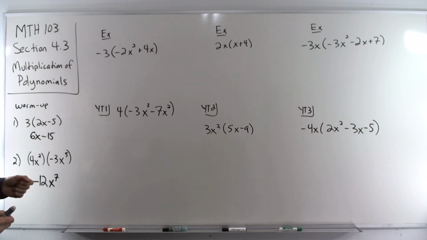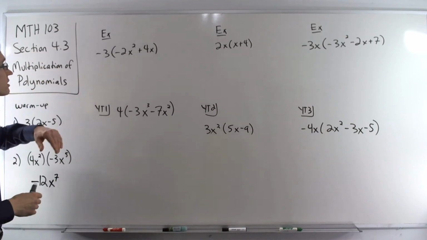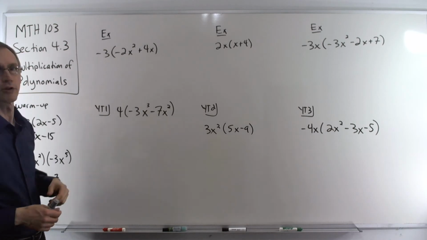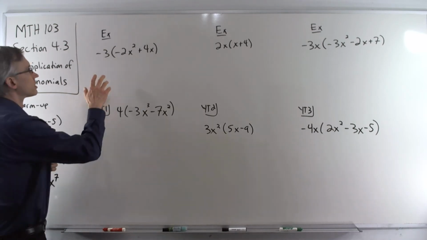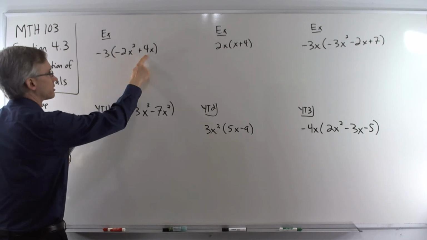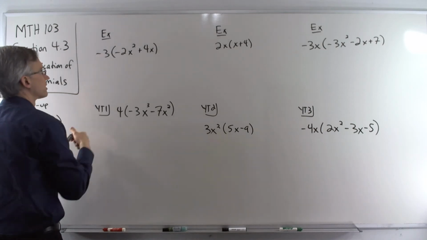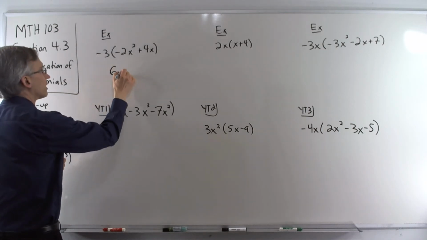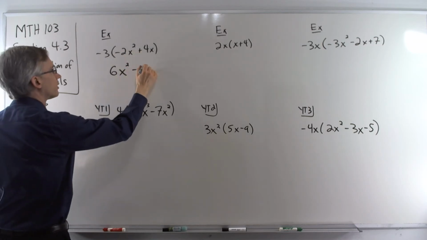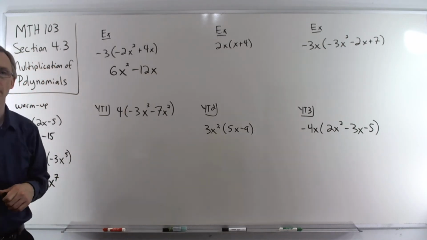Now we're going to extend this idea into larger and larger polynomials inside the parentheses. So here's our first example. We're going to distribute negative 3 into this polynomial. So when distributing just numbers, we're going to multiply numbers by the coefficients. The variable parts will stay exactly the same. Negative 3 times negative 2 is positive 6. So keep the x squared. Negative 3 times 4 is negative 12. And keep the x. Your turn, number 1.